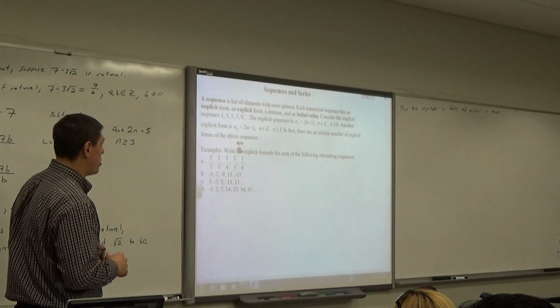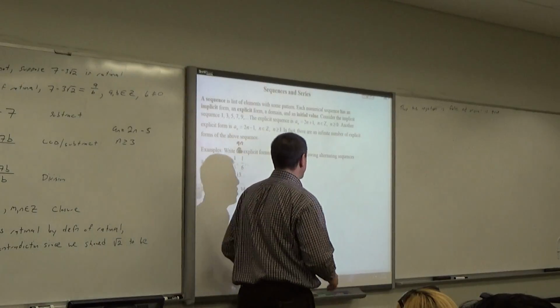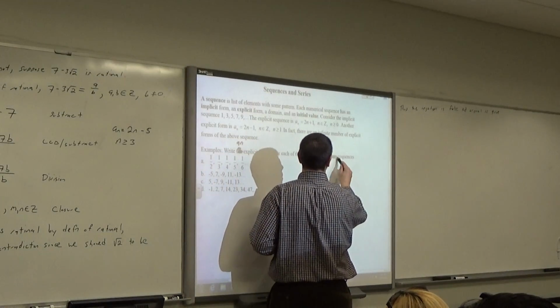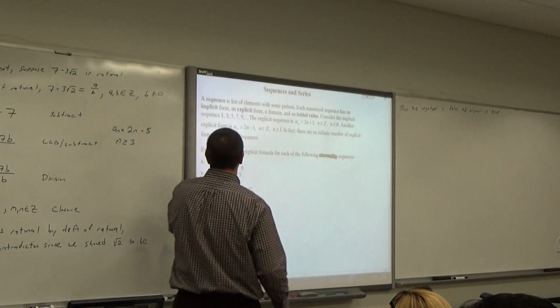But I just want to write an explicit formula for each of the following sequences. They're not alternating, so we can just cross out the word alternating for right now. Most of them are, but not these. So let's start off with one that's really easy.